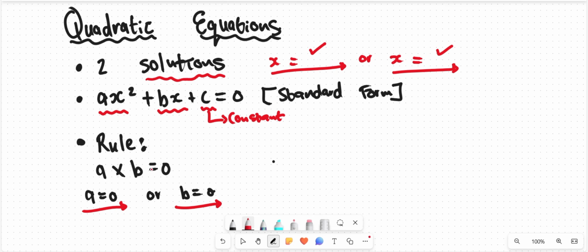And the rule we're going to be applying to solve these is that if a times b is giving me 0, then either a is equal to 0 or b is equal to 0. So this is a rule that we're going to be applying to help us solve some of these. Alright, let's look at an example.